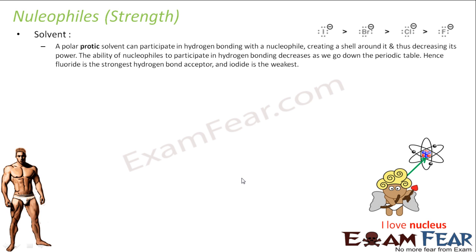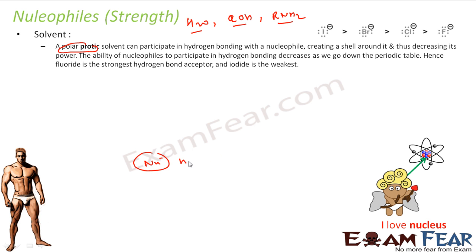If you see polar protic solvents, I can give some examples to you. For example, water is a polar protic solvent. My alcohol, or you can take amide, these are my polar protic solvents. Now what happens is, if you have the nucleophile and you put it in water, which is H2O, oxygen has a slight negative charge and hydrogen has a slight positive charge. So the hydrogen will get attracted to the nucleophile.